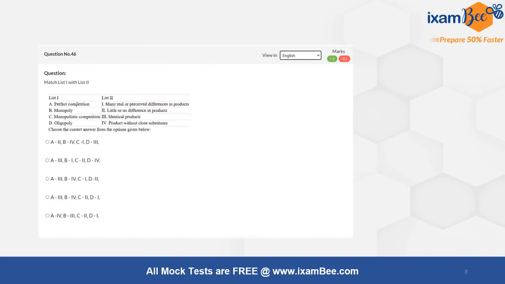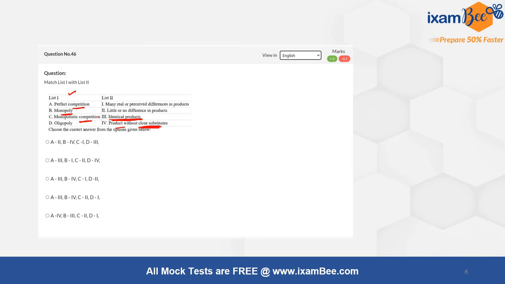Next question is that you are given two lists: perfect competition, monopoly, monopolistic competition, oligopoly, and in list 2 you are given the features of these market structures. You have to match the correct options. Under perfect competition, we know that there are identical products. There are a large number of firms and a large number of buyers, and with identical products, that is homogeneous products.